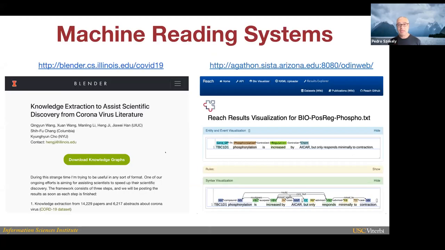We're currently looking at two reading systems. One is from the Blender Lab at University of Illinois, from a collaborator in one of our DARPA projects. The other one is REACH, which Scott mentioned before, a state-of-the-art system. And then DARPA has asked us to look at Indra. So again, we're just going to download the extractions from Indra and try to figure out how to integrate.